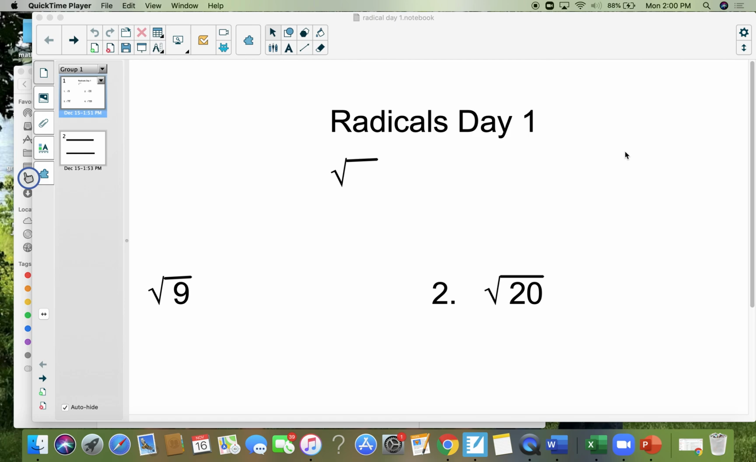Okay, in this little mini session chapter, you're going to learn how to simplify radicals, and you need to know how to simplify radicals in order to finish chapter 5. So, a radical is this symbol right here.